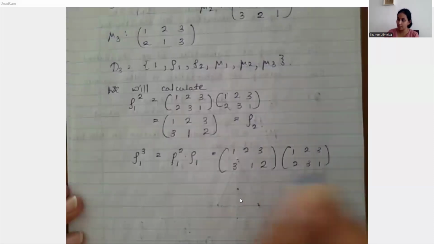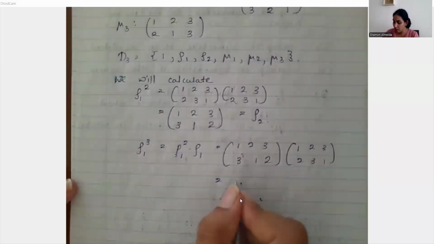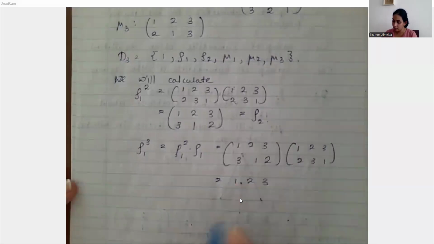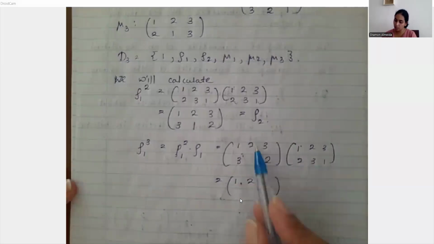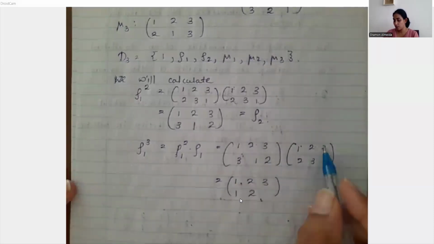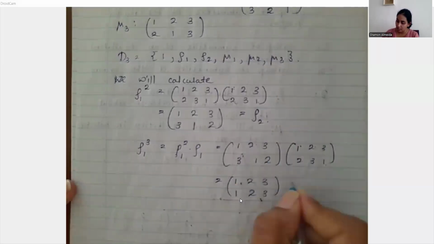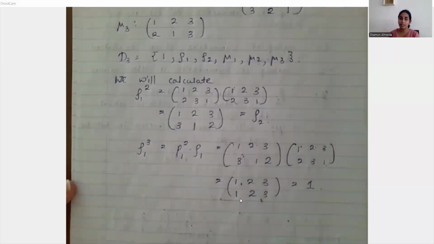Now when we take the composition, we want to see where 1, 2, 3 will be in this composition. 1 is sent to 2 and 2 is sent to 1, so 1 will be going to 1. 2 is sent to 3 and 3 is sent to 2, so 2 will be going to 2. 3 is sent to 1 over here, and 1 is sent to 3. What we get over here is the identity.